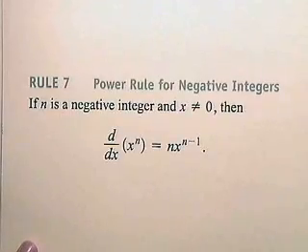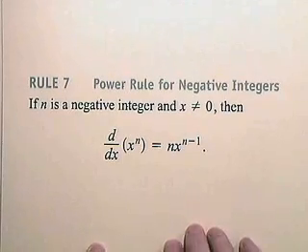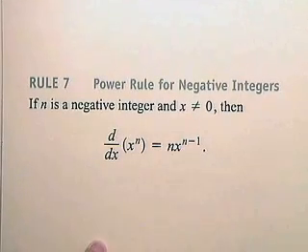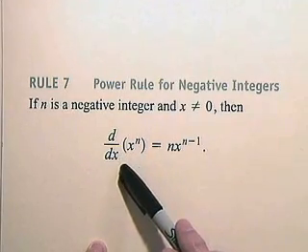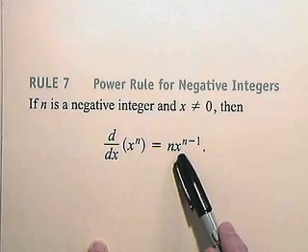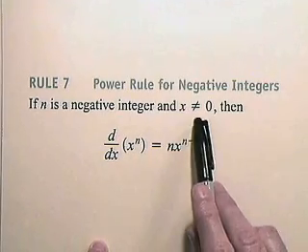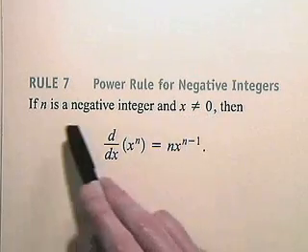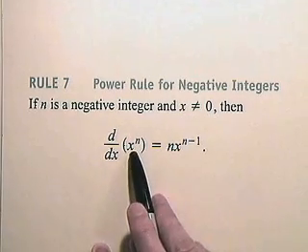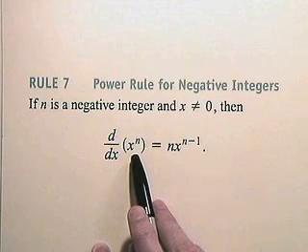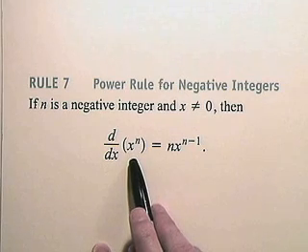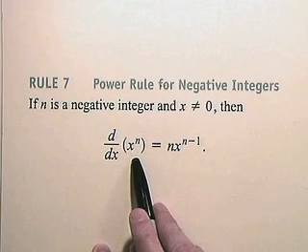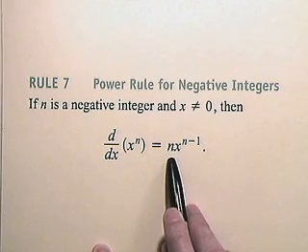And finally, I'm going to skip to rule 7, which is the power rule for negative integers. If n is a negative integer and x is not 0, then the derivative with respect to x of x to the power n is n x to the n minus 1. Why is the requirement x not equal to 0 when n is negative? Well, notice if n is negative, x to the power n is actually 1 over x to a positive power, and so we can't have 0 in the denominator. So consequently, what the power rule for negative integers is saying is that the power rule still works even if the exponent is negative.